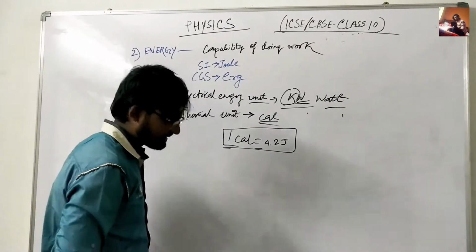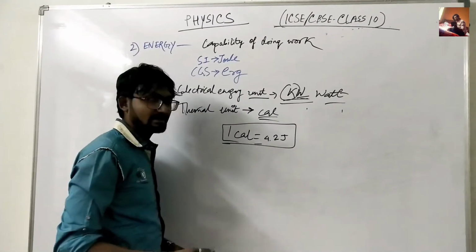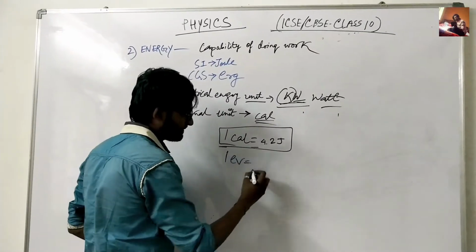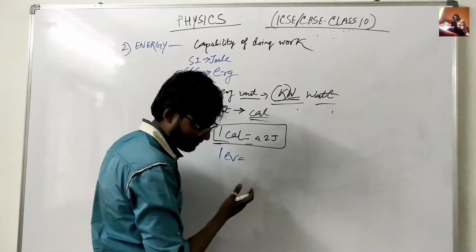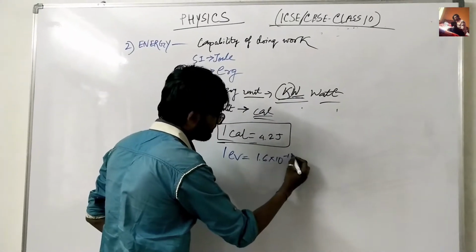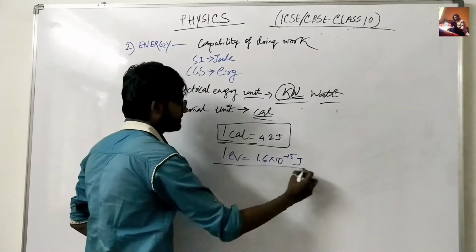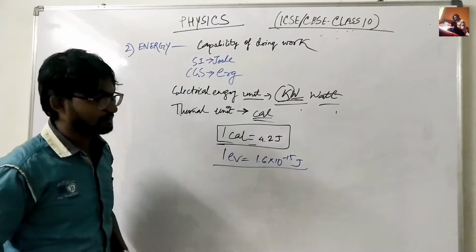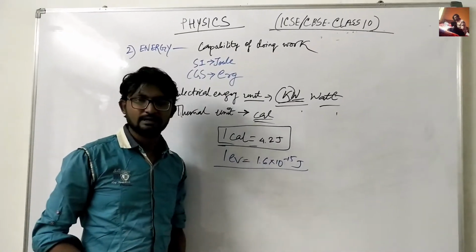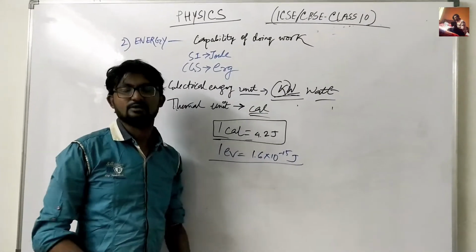And if I consider the atomic structure, electron and proton and all, there is the unit 1 eV. 1 eV is 1 electron volt, and 1 electron volt is nothing but 1.6 into 10 to the power of minus 15 joule. You can remember these two relations and use them in solving the problems.